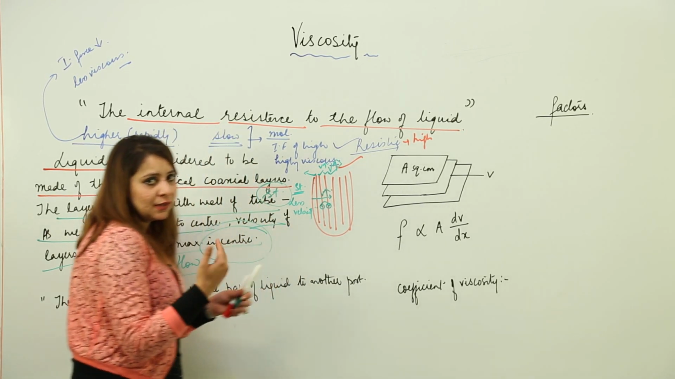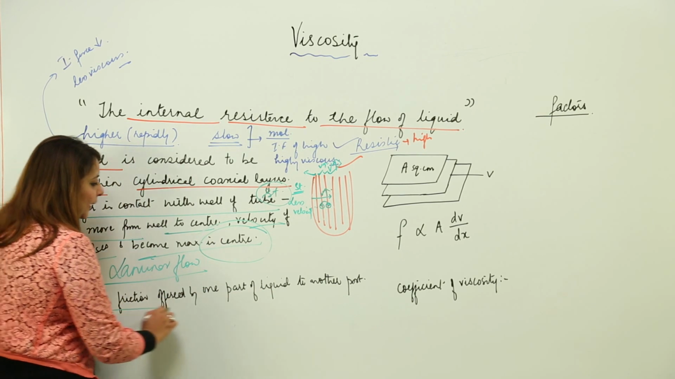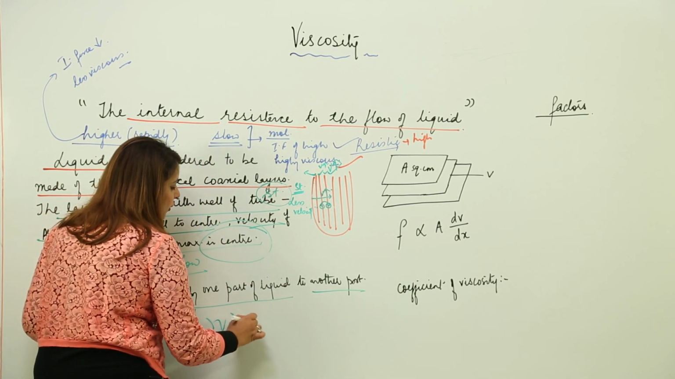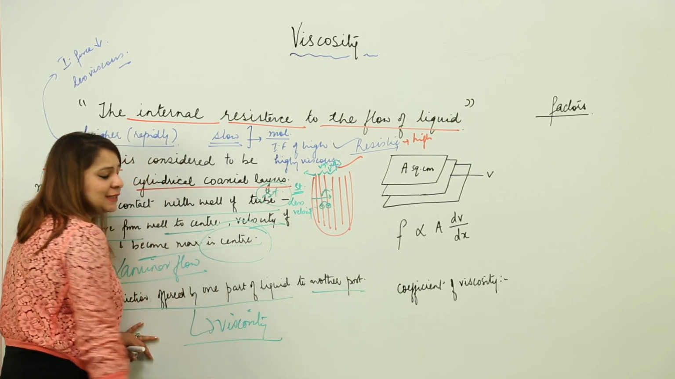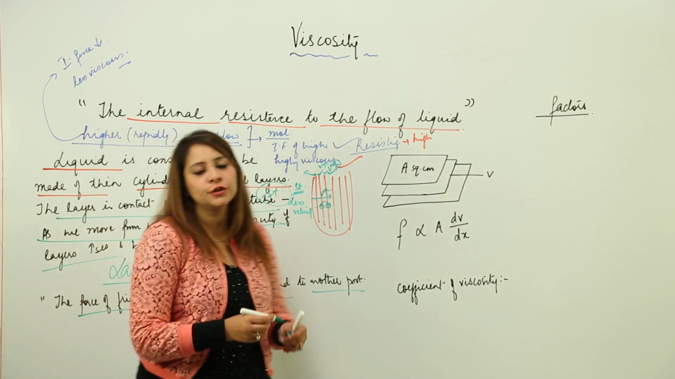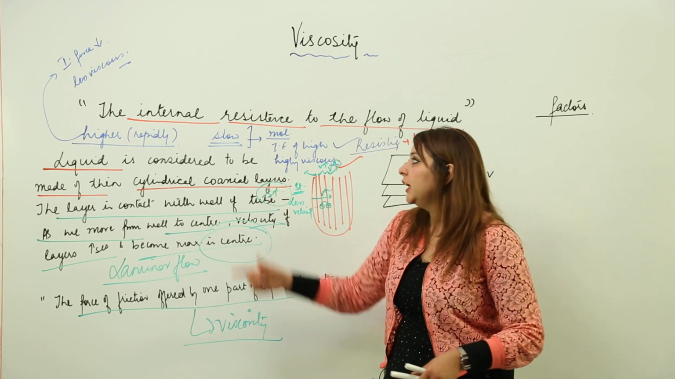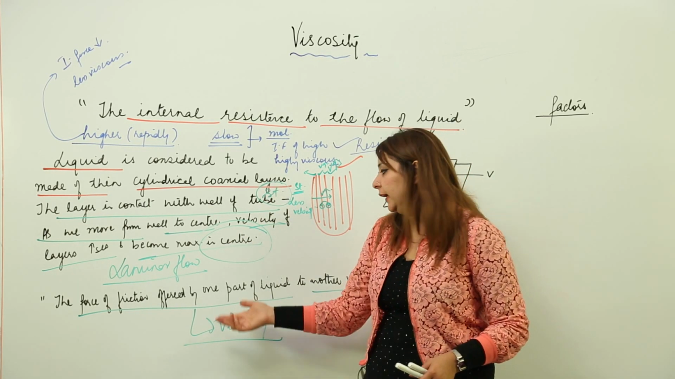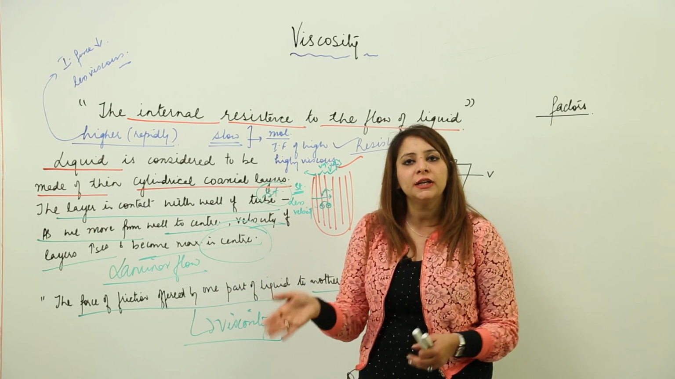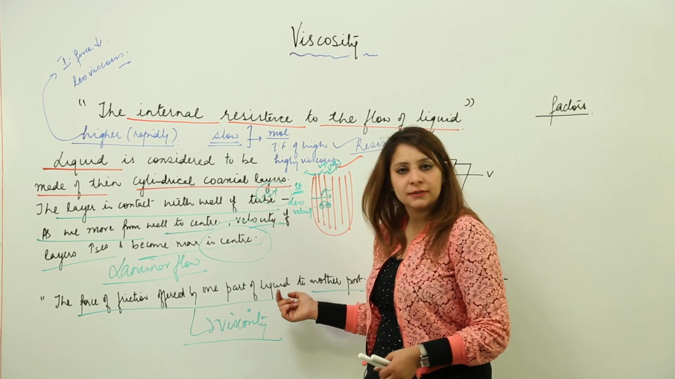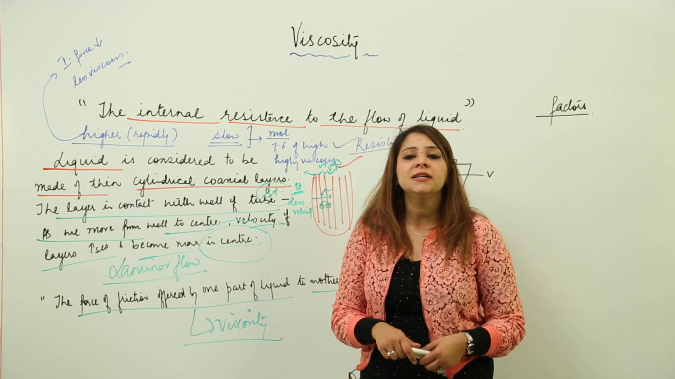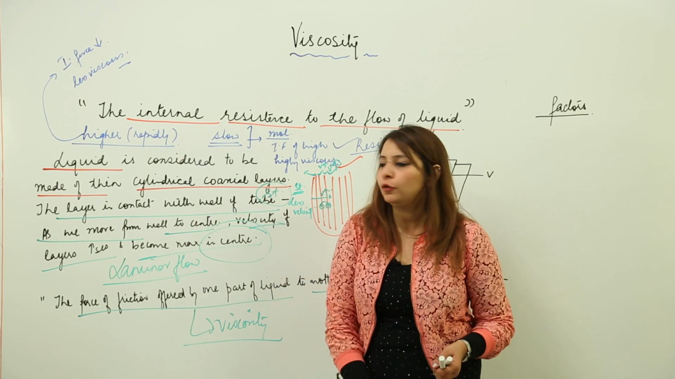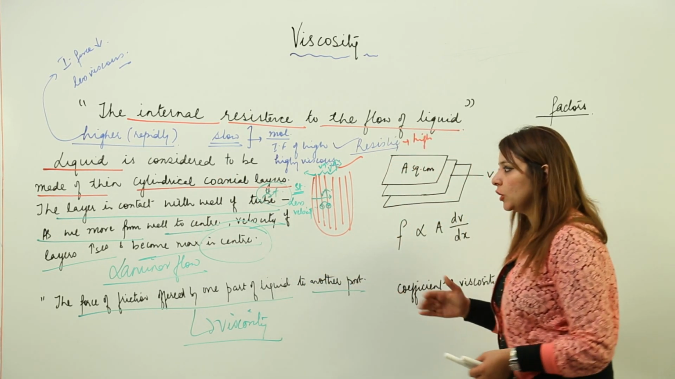This kind of friction offered by one part of liquid to another part can also be called viscosity. So we have two definitions for viscosity: internal resistance to the flow of liquid, or force of friction offered by one part of liquid to another part. The reason is the laminar flow, and you know what the laminar flow is. So this is about viscosity.